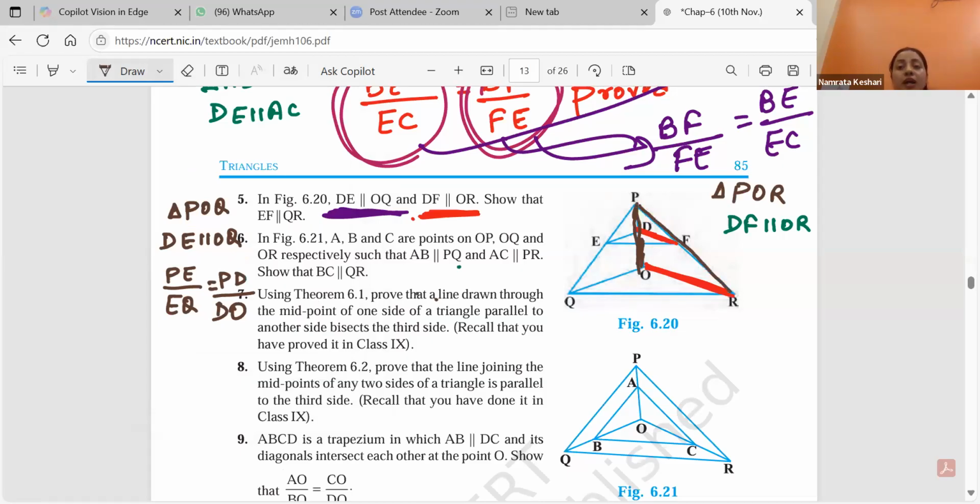Now that particular line DF is parallel to one of the sides of a triangle, QR, and is touching the other two sides at two distinct points D and F. Can you see that? We can write the ratio, that is PD to DQ is equal to PF to FR. Yes or no? Any confusion so far?